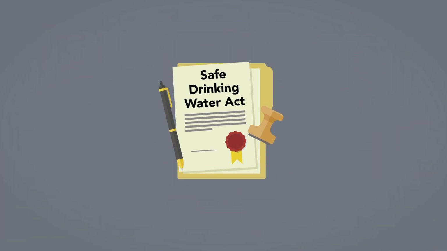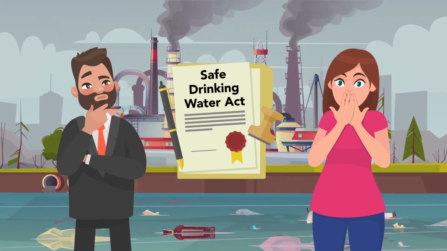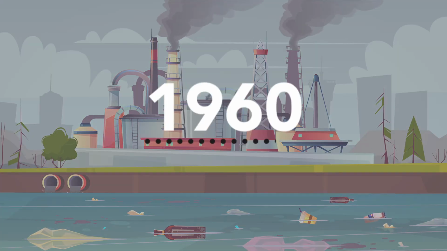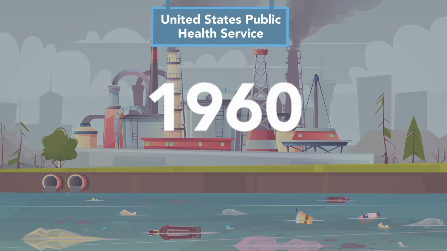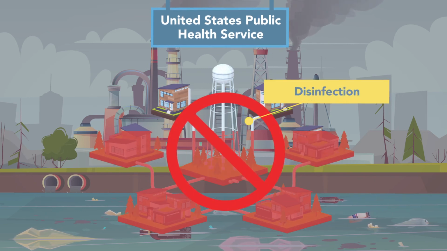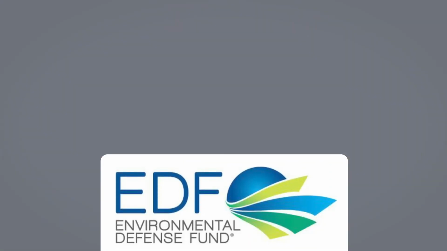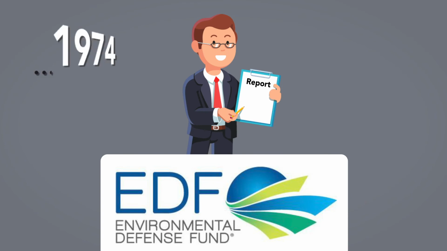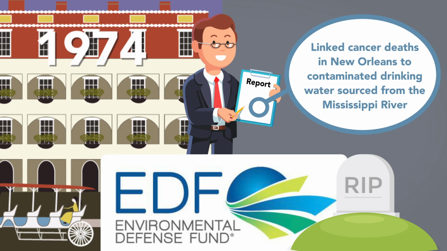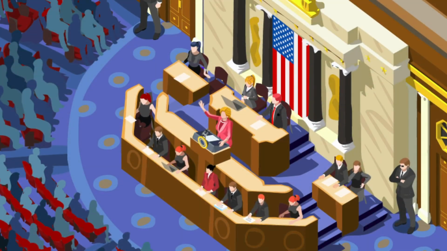The Safe Drinking Water Act arose in response to public concern over the health, aesthetic, and recreational impacts of deteriorating environmental conditions. In 1960, the United States Public Health Service found that more than half of drinking water systems fail to meet proper standards regarding disinfection, clarification, or water pressure. The Environmental Defense Fund also published a report in 1974 that linked cancer deaths in New Orleans to contaminated drinking water sourced from the Mississippi River. By this point, Congress was compelled to act.